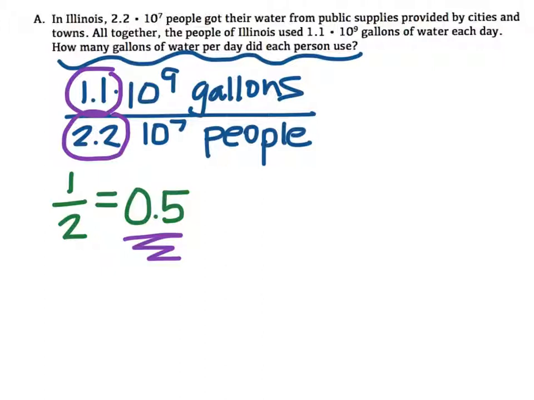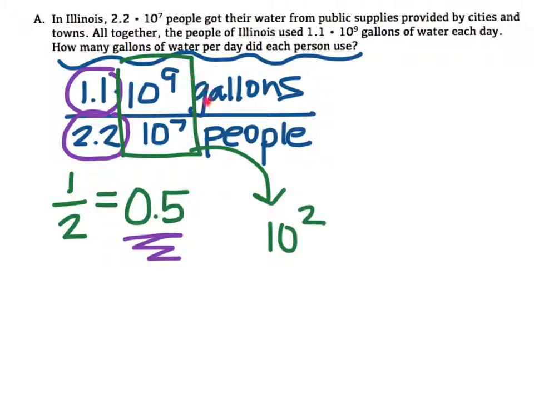Now, if we look at the powers of 10, we can use one of our exponent rules. Remember, our quotient property tells us that if we are dividing two exponential expressions with the same base, we can keep the same base and simply subtract the exponents. So 10 to the 9th divided by 10 to the 7th would be equal to 10 to the 2nd, because 9 minus 7 is equal to 2.